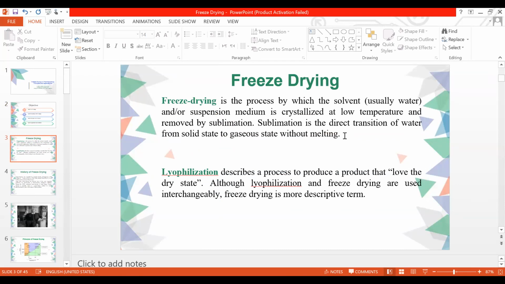Lyophilization describes a process to produce a product that leaves the dry state. Although lyophilization and freeze drying are used interchangeably, freeze drying is the more descriptive term.